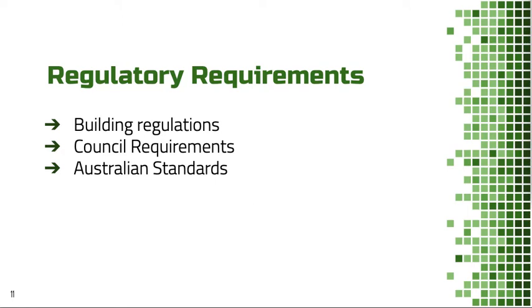There are council requirements as well. Every council has their own requirements. This might be around how close houses can be, how tall houses can be, what color houses can be, what sort of finishes and products you can use, whether you must have a water tank, whether you must have solar panels. Every council has their own set of requirements that you comply with.